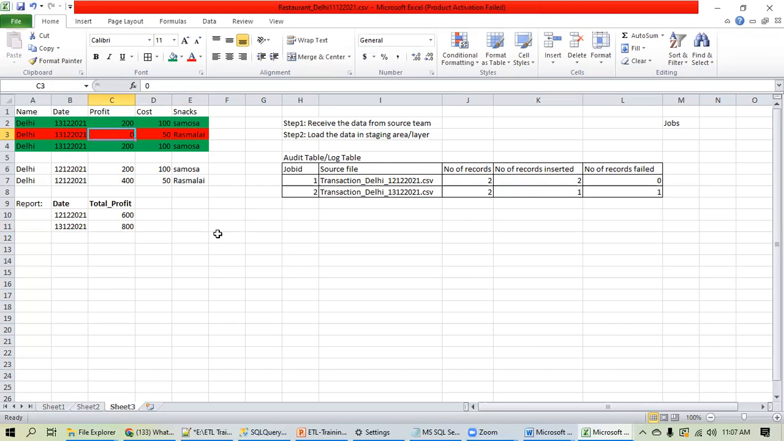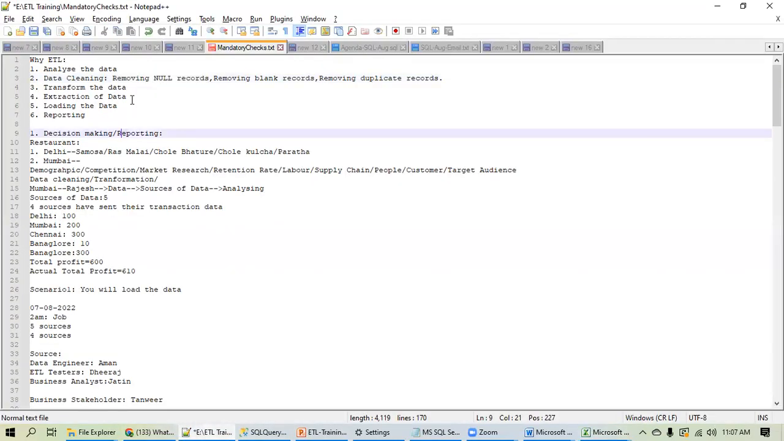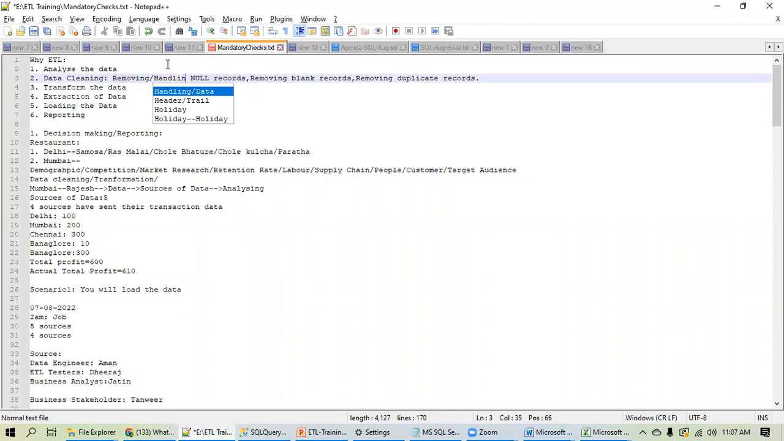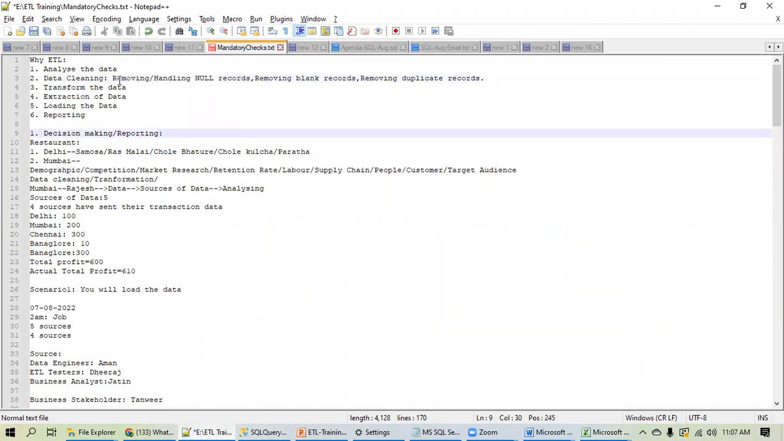Fine. Any questions so far? So removing null, removing blank, removing duplicate, or you can write here removing or handling null. Okay, this all comes under data cleaning activity. Very common interview question: what all activities you are performing in data cleaning. So you have to explain this.